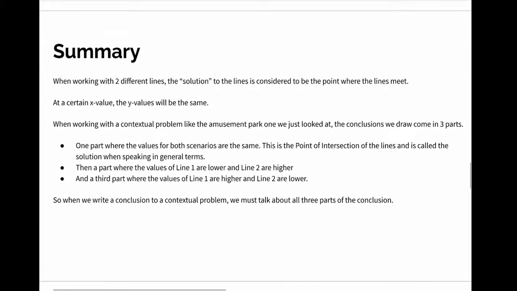So as a summary, when working through 2 different lines or 2 different linear relations, the solution to the lines is considered to be the point where the lines meet. And that's basically saying that at that point, or at a certain x value, the y values will be the same. And another term for this, and you'll learn more about this in grade 10, but this is called the point of intersection. Where do they cross?